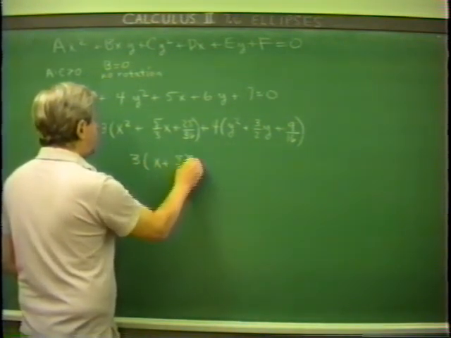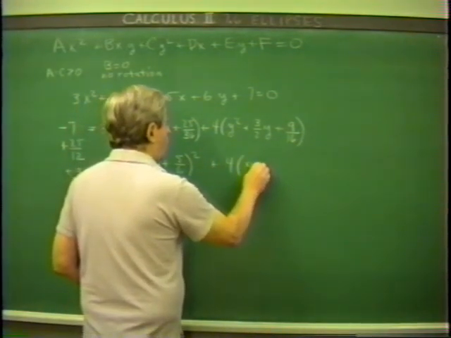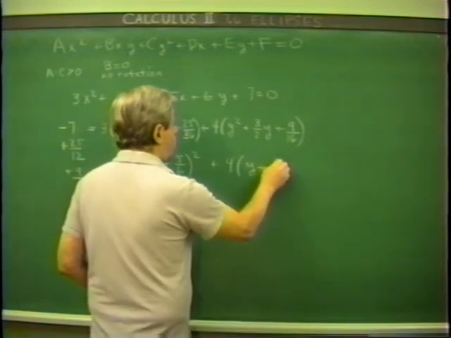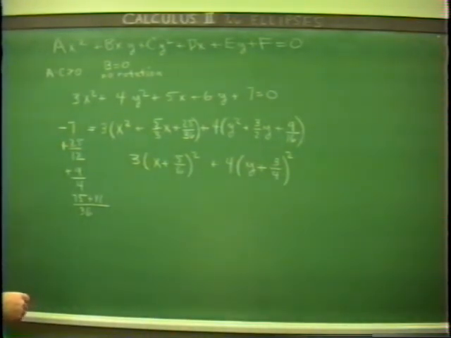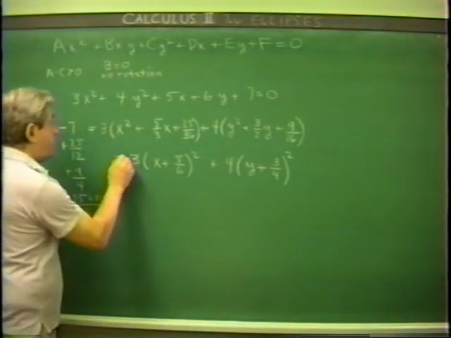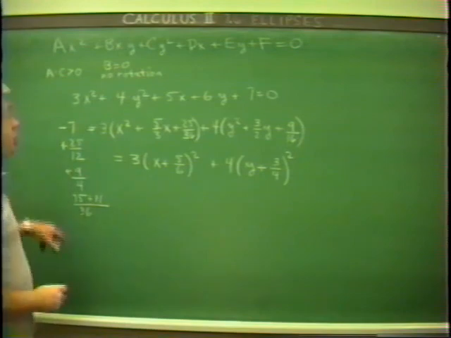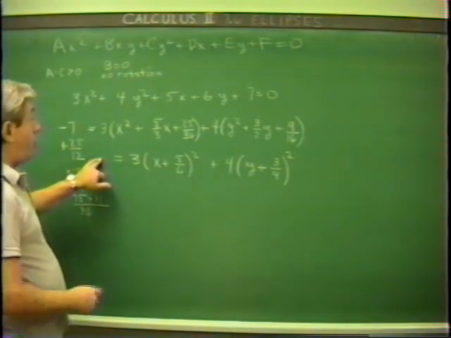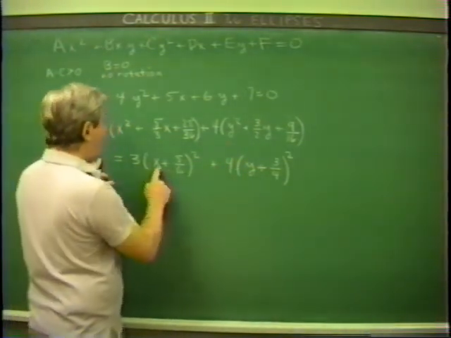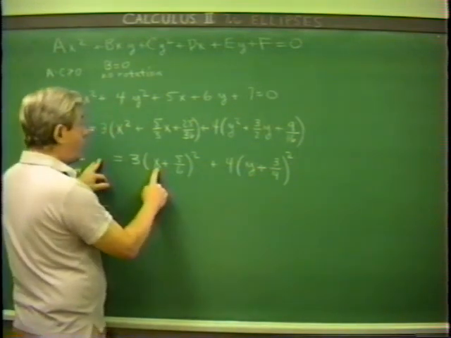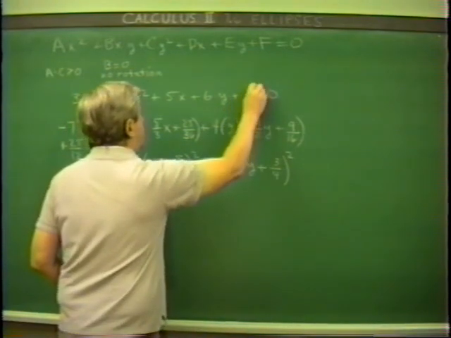What have we got here? We've got 3 times x plus 5/6 squared plus 4 times y plus 3/4 squared. The sum of these two squares times 3 and 4 respectively cannot possibly add up to a negative number. What this means is that this doesn't have any graph at all, since there's no x and y. If this added up to 0, then there would be exactly one point x, y, namely where x is equal to minus 5/6 and y is minus 3/4.